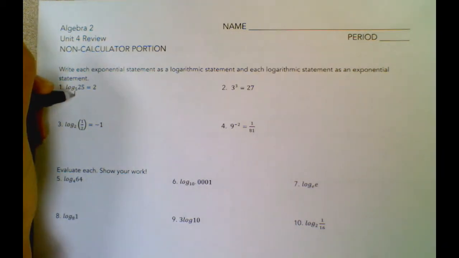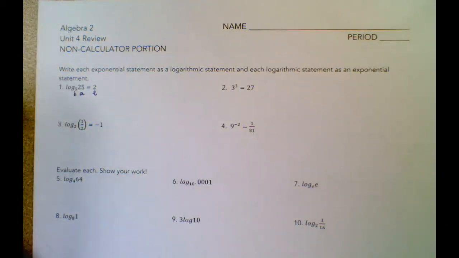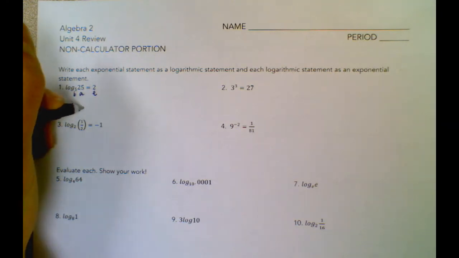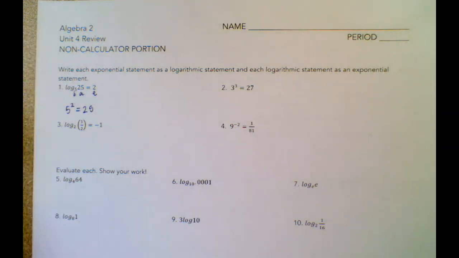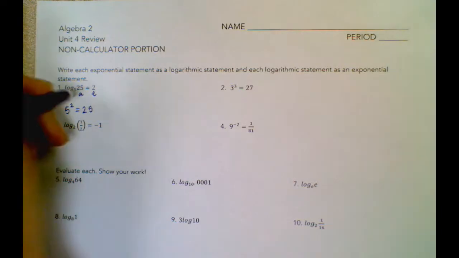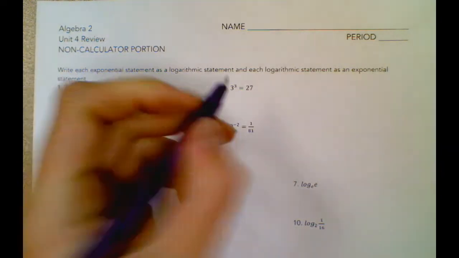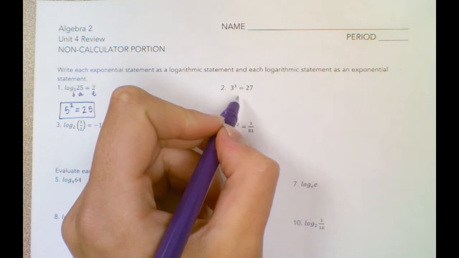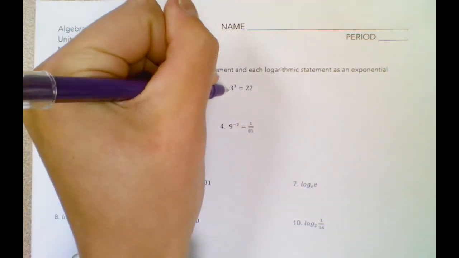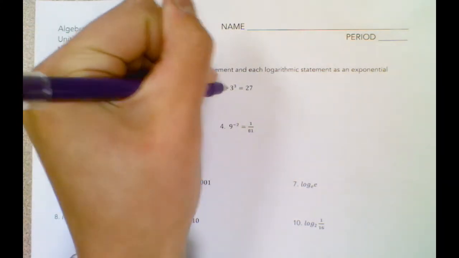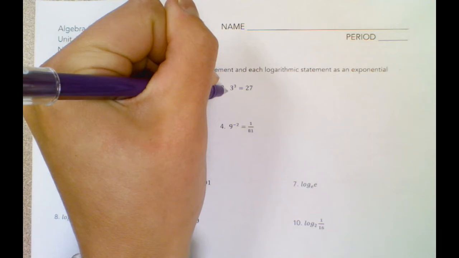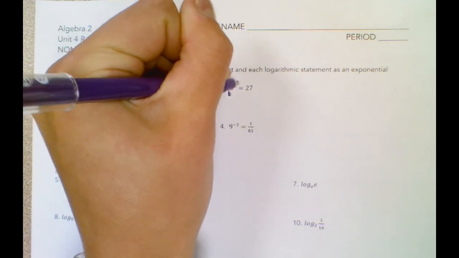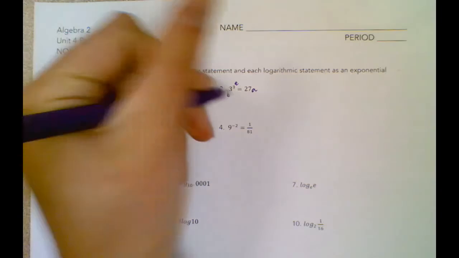Okay, so use the Bay or the swoop method, whatever you've been using, but this will become 5 squared equals 25, and 5 to the second power is 25, so that logically makes sense. Over here, we're given an exponential statement because we have an exponent, so we want to write that as a log. You can still use the Bay method, or you can use the swoop method, whatever fits you best. So this 3 is the base, this 3 is the exponent, and this 27 is the answer.